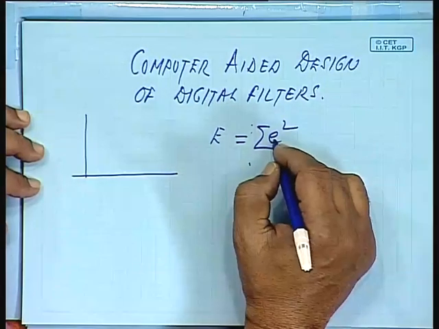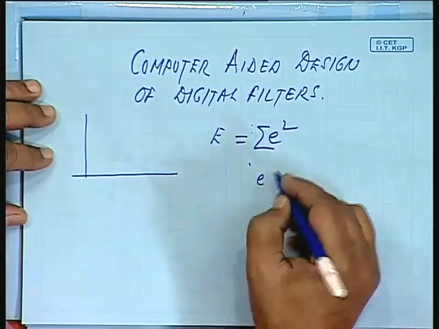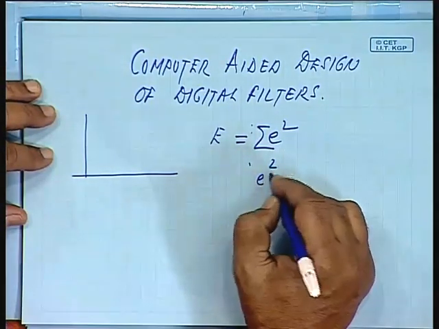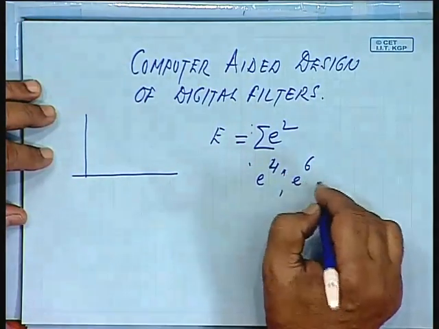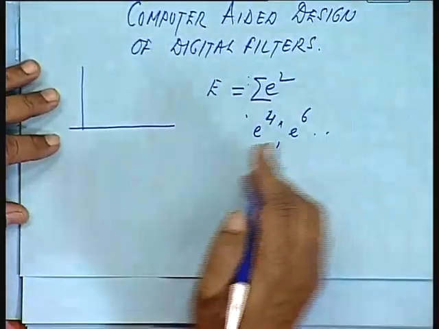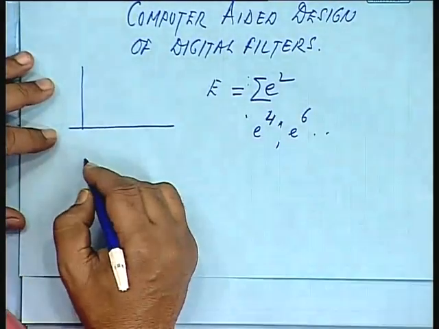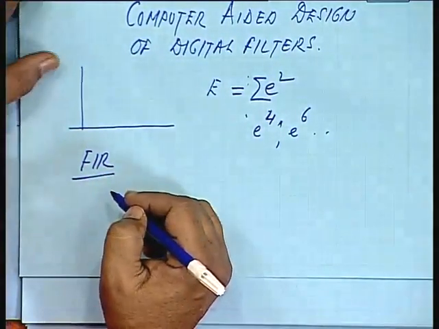Now, this need not always be a square, it can even be any even power of the difference, e to the power 4 or e to the power 6 and so on. You can take any of these as the criteria. Anyway, today we shall concentrate on FIR filter.